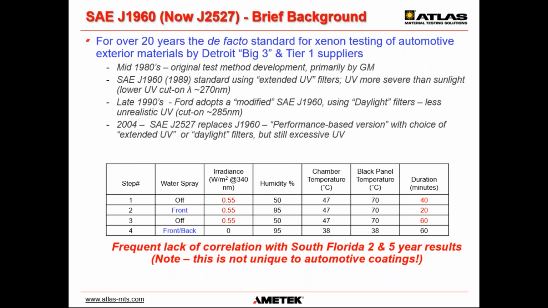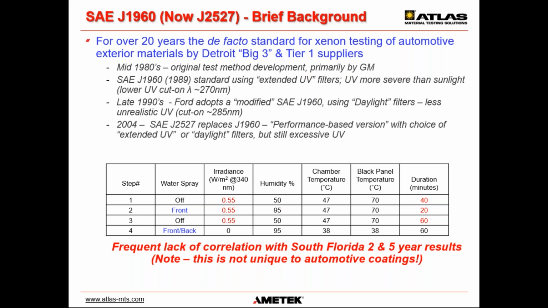And now we'll start talking a little bit about automotive testing. First and foremost, I want to give you a brief background on the history of it. For over 20 years, SAE J1960, which is now J2527, was used by the automotive industry as the de facto standard for testing automotive exterior materials. It was specified by the Detroit Big Three and Tier 1 suppliers. It was originally developed in the mid-1980s, primarily by General Motors.